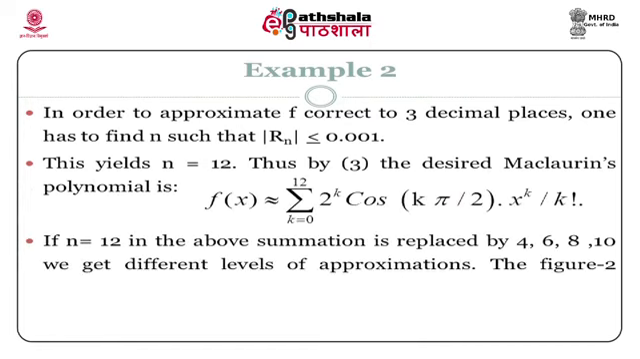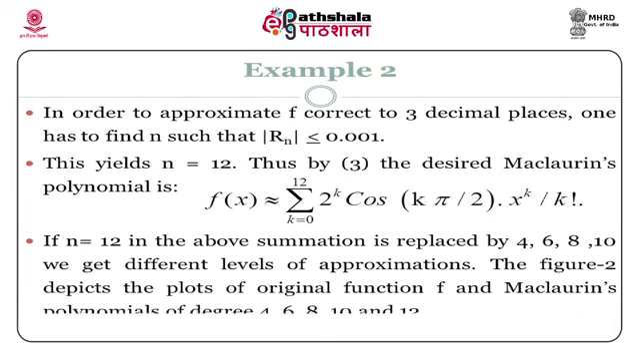Thus, by formula 3, the desired Maclaurin series polynomial approximation is given by f(x) equal to the sum for k equal to 0 to 12 of 2 raised to k into cos, that is f^(k), the kth derivative of f, into x raised to k upon k factorial. So, this is the 12th degree polynomial. If you truncate this to 10, you will get the 10th degree polynomial. If you truncate it to 8, you will get the 8th degree polynomial approximation, then 6th degree, like that you can always get various degrees of polynomial approximations here.